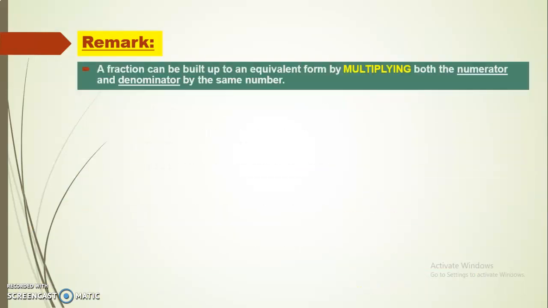Remark: a fraction can be built up to an equivalent form by multiplying both the numerator and denominator by the same number. 1/3. When I multiply up and down by the same number, for example 2, it will be 2/6. So 1/3 is equal to 2/6.